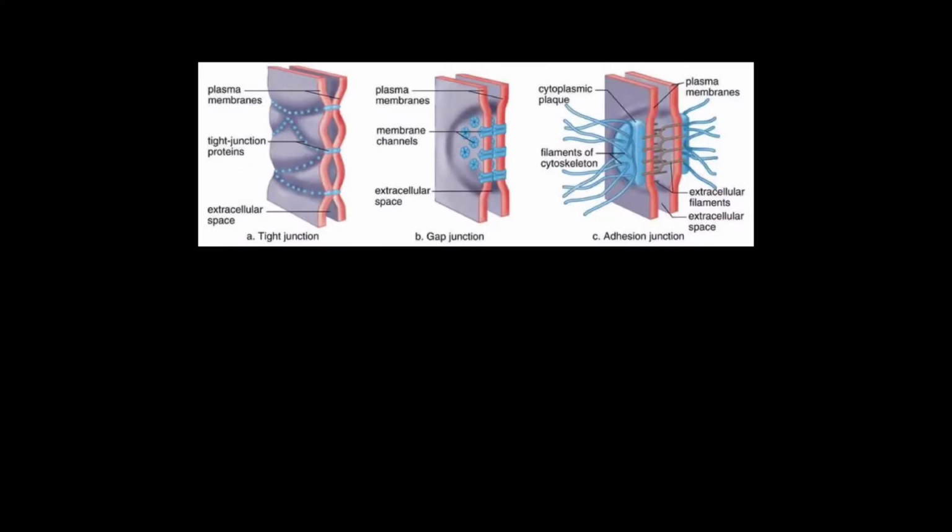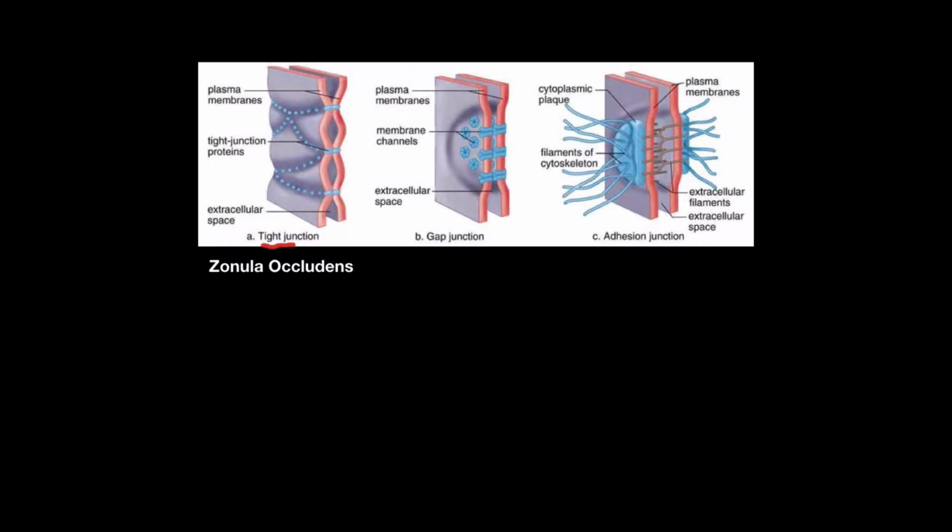On the lateral surface, you're going to find three types of junctions. The two cells are going to connect with each other in three different ways. So first, you have what is called tight junctions. And another name for tight junctions is zonula occludens.